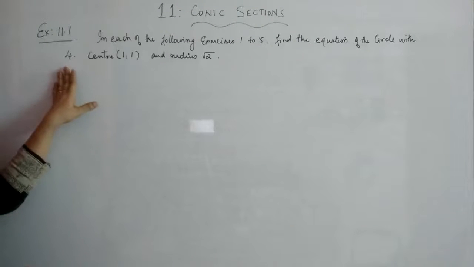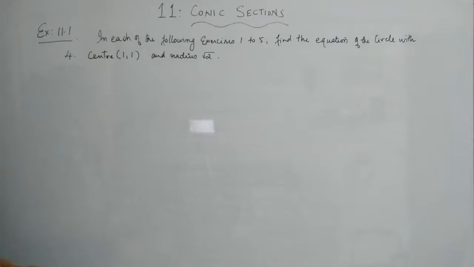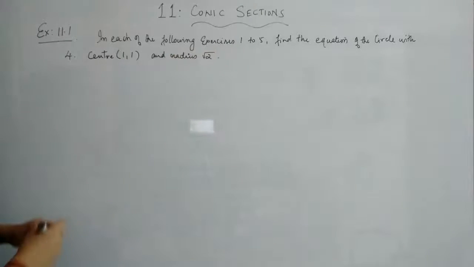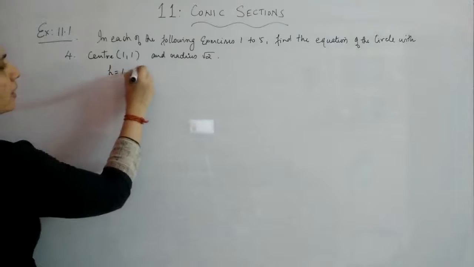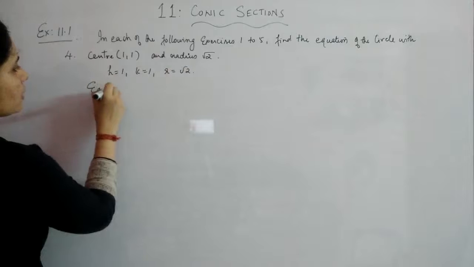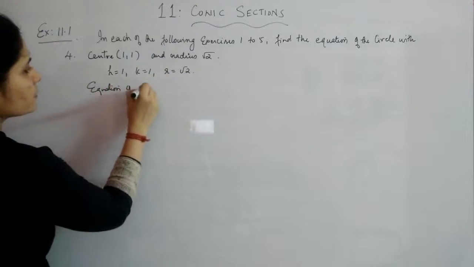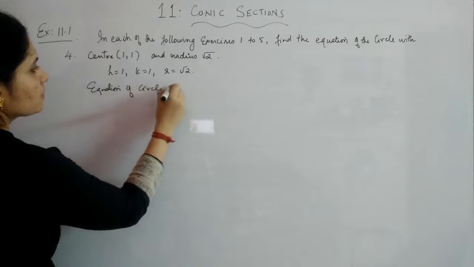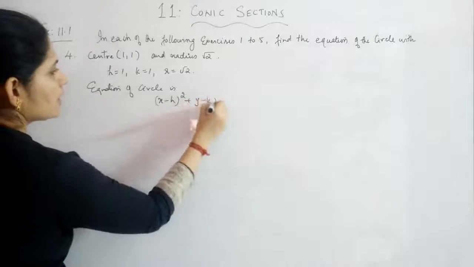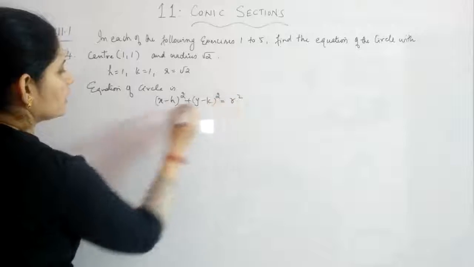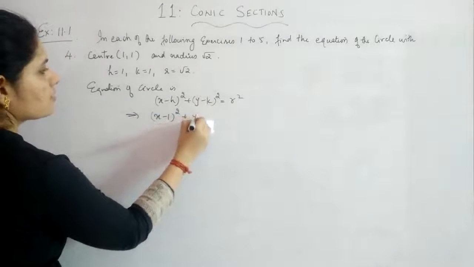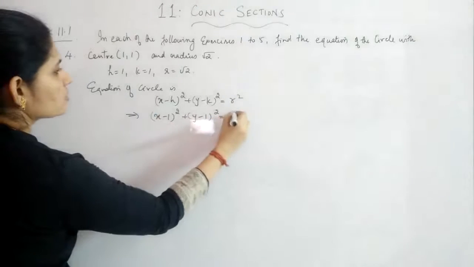Question number 4 is center with 1, 1 and radius with root 2. So the values are given and you have to find out the equation. H is given to be 1, K is 1 and R is root 2. Starting with the standard equation of the circle, you will have x minus h the whole square plus y minus k the whole square is equal to r square. Replacing the values, you will get x minus 1 the whole square plus y minus 1 the whole square equal to root 2 the whole square.